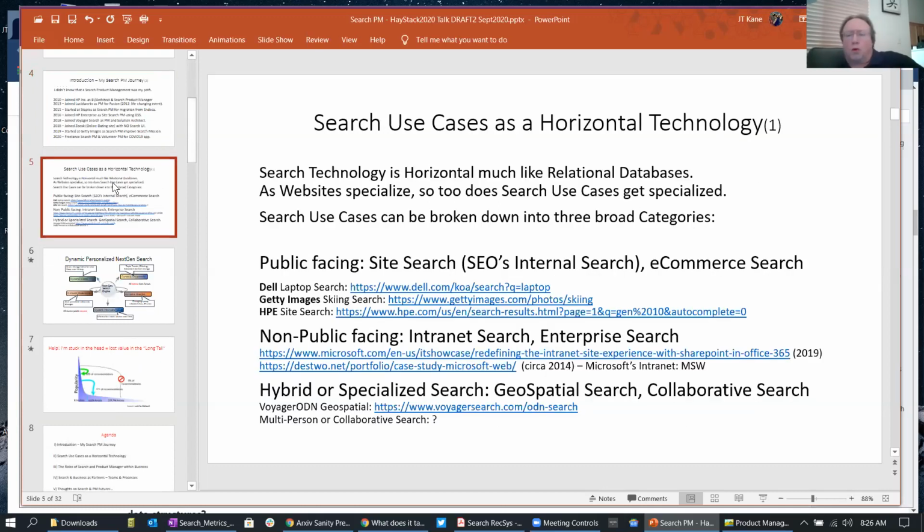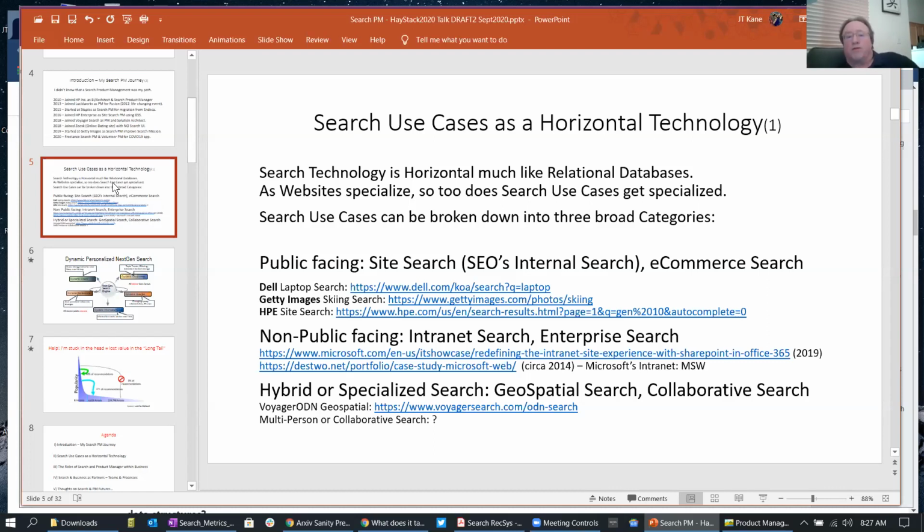One of the things I want to emphasize, and this may be obvious to most of the people on this call, but if there are experienced product managers that are new to search, this might not be as obvious as it is to everyone else. So I broke down search as a horizontal technology, much like a relational database. You don't buy a search engine or a database just to have it. You buy it to build things and improve your site visits.